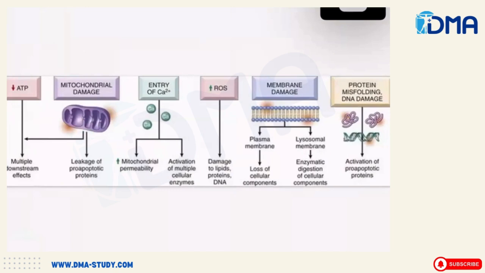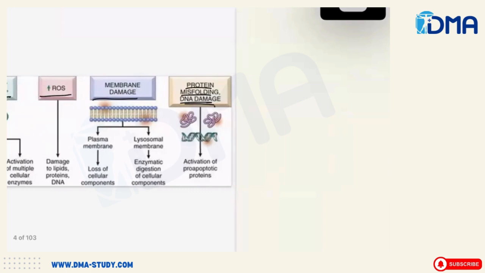Okay. So very simple. Whenever there is a reduced ATP to the particular cell, that time there will be a problem. When there is some mitochondrial damage, and there is calcium that is entering inside, when the reactive oxygen species are increased, when there is a membranous damage because of some infection or something, or when there is a protein misfolding or a DNA damage because of some mutation, all these things will cause something called as the cell injury.